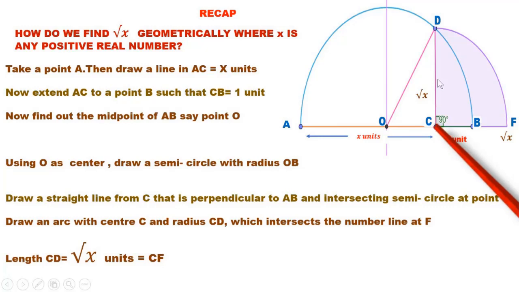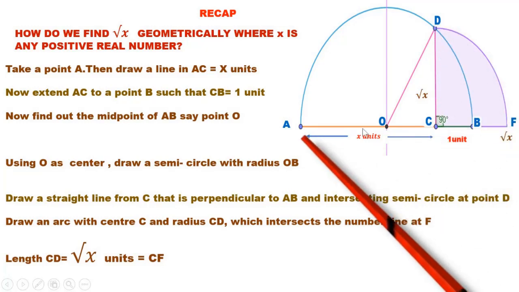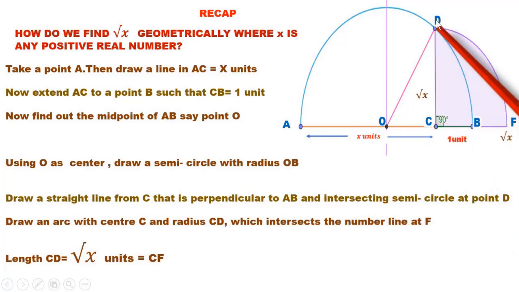Draw a straight line from C that is perpendicular to AB and intersecting the semicircle at point D. For that, I told you to use a protractor and make a 90 degree angle at point C, then join C to D. Draw an arc with center C and radius CD, which intersects the number line at F. For that, take the compass, put its vertex at point C, stretch it towards point D, and from D, let the stretched end fall on the number line at point F.